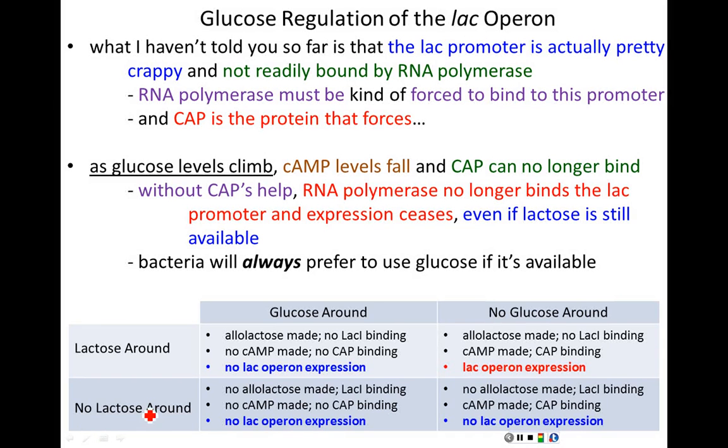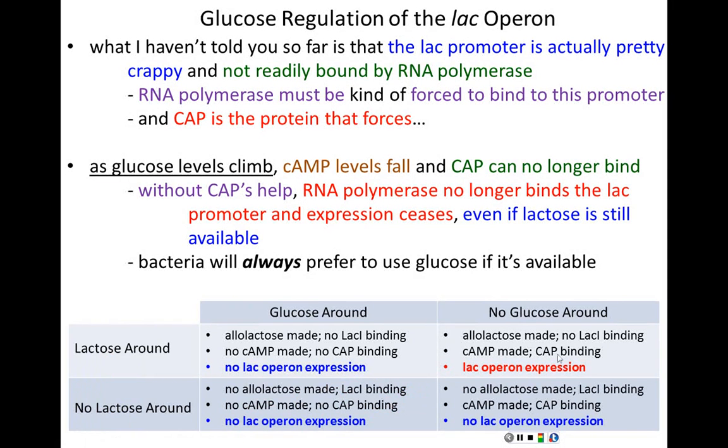When there is no lactose around, the cell is unable to make allolactose. In the absence of allolactose, lac-I is free to continue binding, and so we get repression of the lac operon. Glucose levels are high. If glucose levels are high, cyclic AMP levels are low. With low cyclic AMP levels, we get no CAP binding, and without CAP binding, we do not help RNA polymerase bind. So we have the presence of repression and the absence of help for RNA polymerase, so we have two strikes against us and no expression.